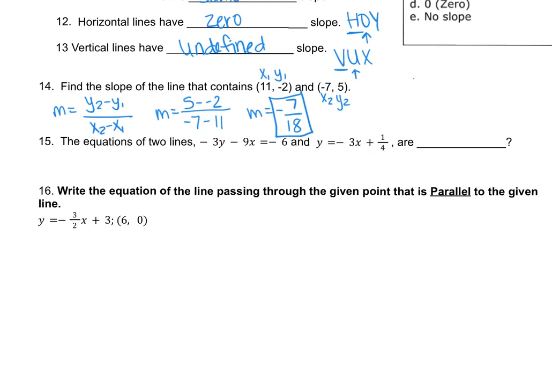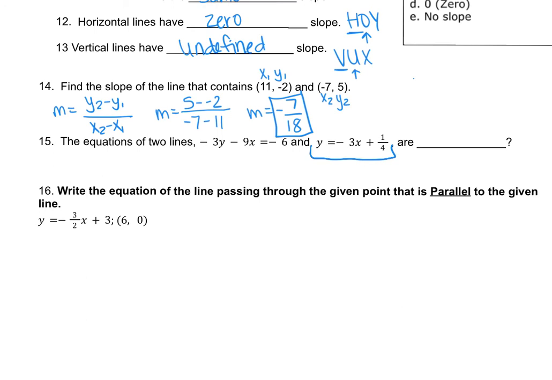For number 15, it says the equations of two lines are -3y minus 9x equals -6, and y equals -3x plus 1/4. And they're wanting to know whether these lines are parallel, perpendicular, or neither. So what we need to do here first, if you notice the second equation is already in y equals mx plus b format, which is great. The other one is not though, so we need to fix that equation first.